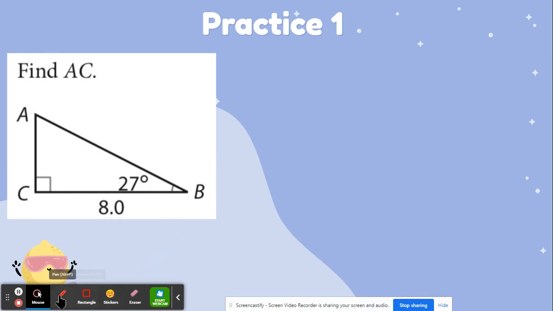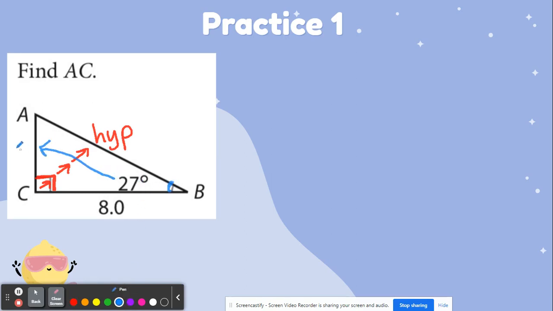Here is another one. We are trying to find AC. Before you even start, you're going to take your right angle and make an arrow using the shape of it because you're pointing to your hypotenuse. Second step, identify where your angle is, which is here, and go far away. That is known as your opposite. Then we're going to label the last one, which is called adjacent. So I just labeled all of them.